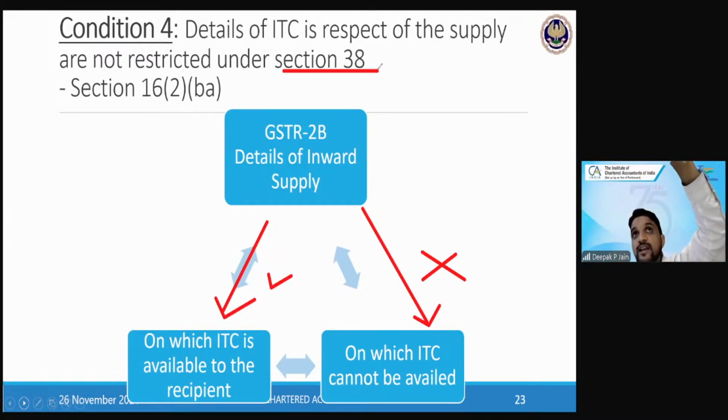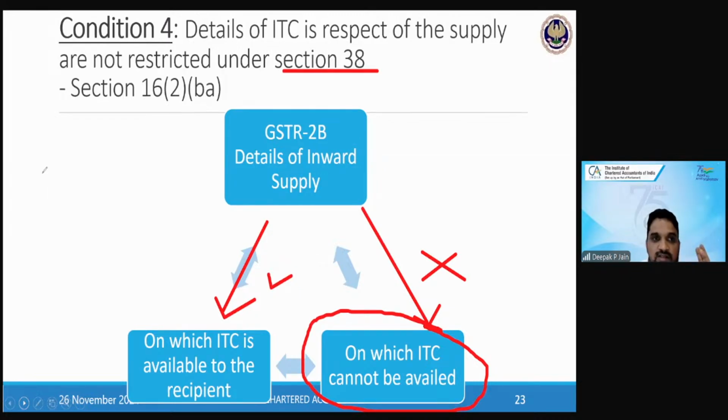Today, you can claim credit based on GSTR-1, but there is a lot of fake invoicing going on in the industry. So to restrict that, we are putting this special condition on which ITC can be availed or not is doubtful. So you have to wait and see. So Section 38 gives a restriction, and based on that restriction, you cannot claim the credit.